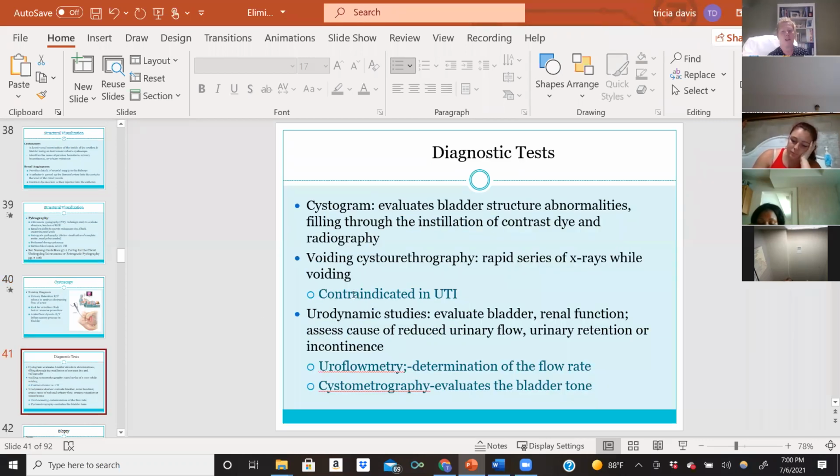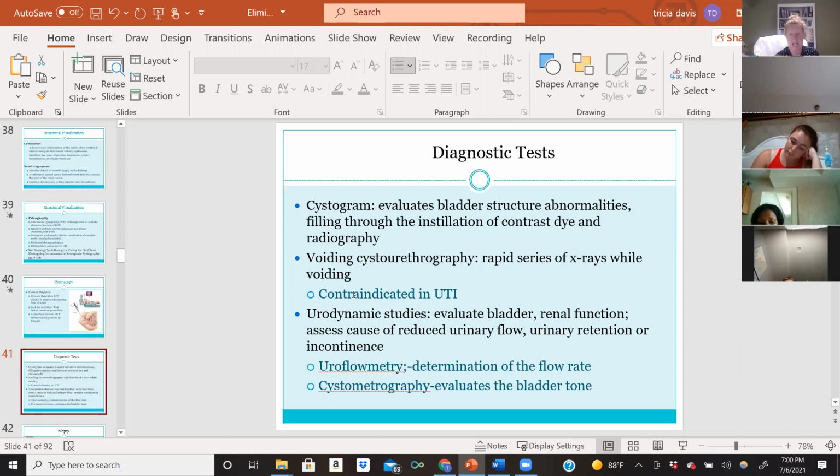So a cystogram will evaluate those bladder structure abnormalities. It's going to show through the filling of a contrast dye, and then a subsequent series of radiograph x-rays. We can do something called a voiding cystourethrography, where the patient is voiding, and at the same time they're voiding, they're taking a very rapid series of x-rays. So it shows the urine moving through the bladder into the ureters, how fast it's going, and if there's any kind of obstructions or any kind of issues going on in there.